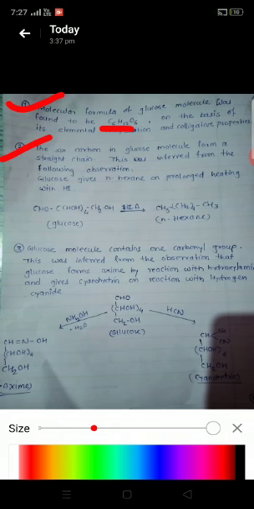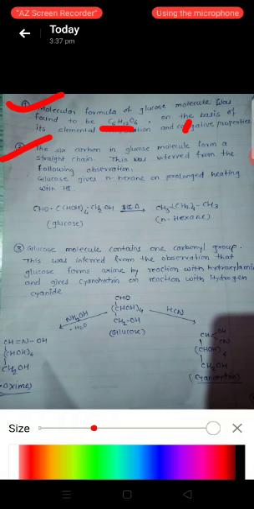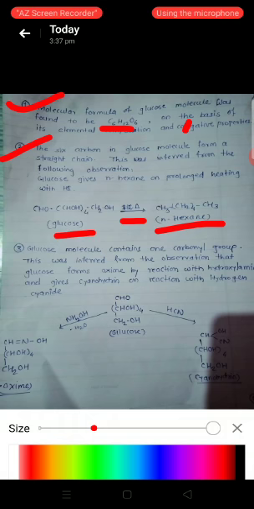Second, the six carbon atoms in the glucose molecule form a straight chain. This is inferred from the following observation. What is the observation? Glucose gives n-hexane on prolonged heating with HI. See here, glucose: CHO, CHOH four times and CH2OH. On prolonged heating with HI, it gives n-hexane. From that, it is confirmed that the six carbons in the glucose molecule form a straight chain.